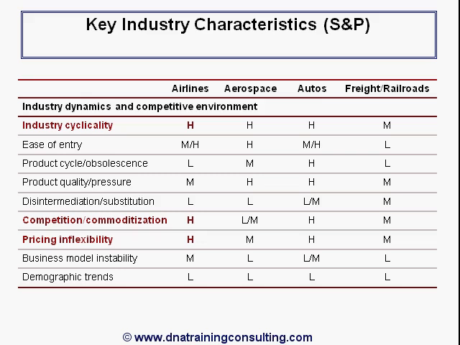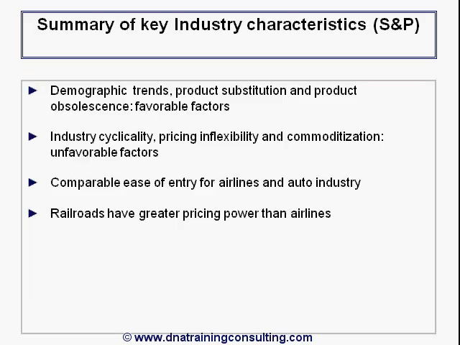Comparison to the other 3 industries yields interesting insights as well. S&P regards ease of entry to be similar for airlines as for the auto industry. It also deems railroads to have greater pricing power than airlines and to offer a less commoditized service. Regrettably, the rating agency does not attempt to justify each of these judgments, so we are left a little in the dark as to their basis. These observations are summarized for your convenience on the slide appearing now.